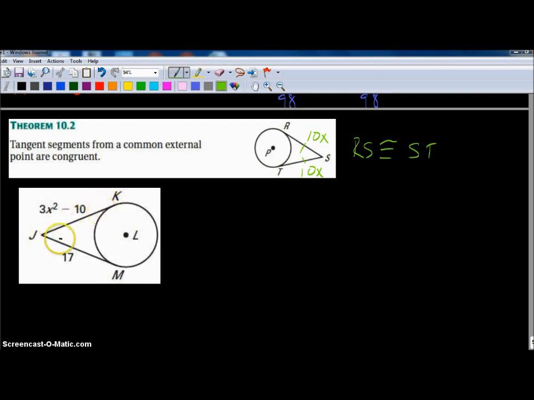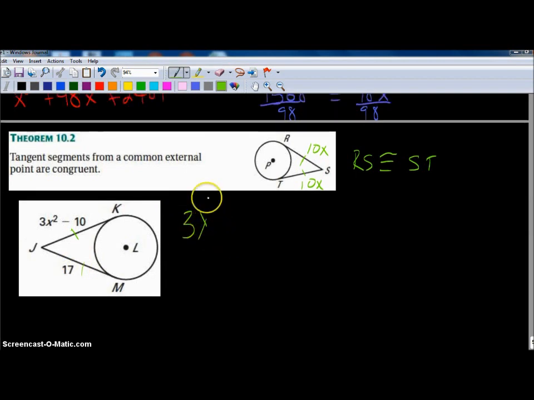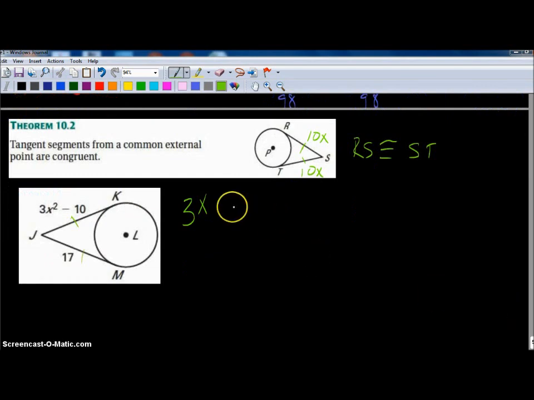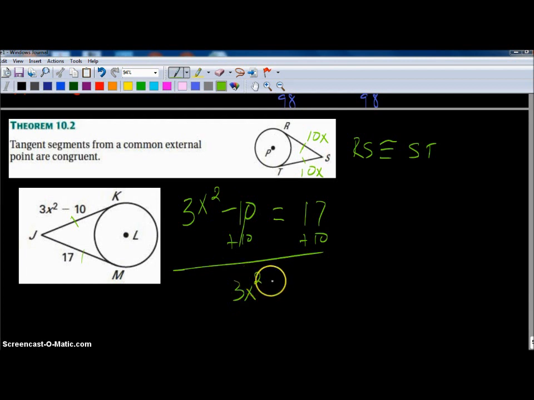Alright, we got two tangents. They both meet at J, so it means they are equal. That means that 3x squared minus 10 is equal to 17. Add 10. 3x squared is equal to 27. Divide by 3. And we get x squared equals 9.